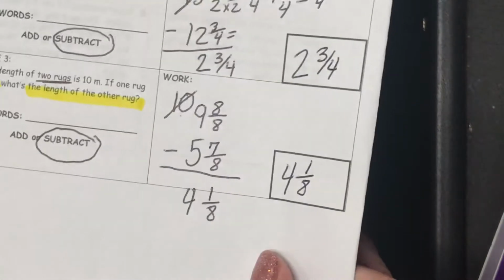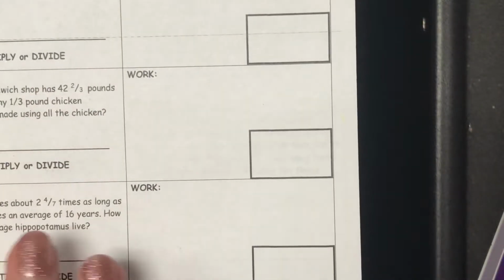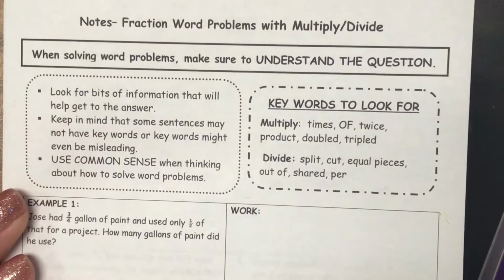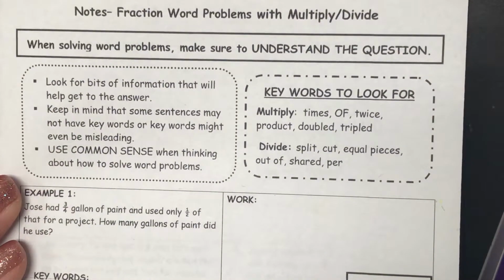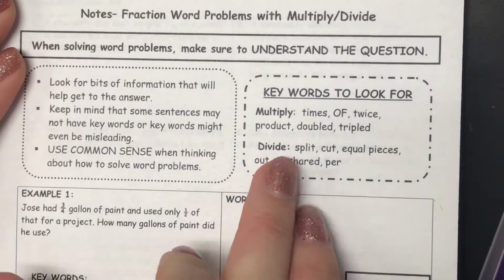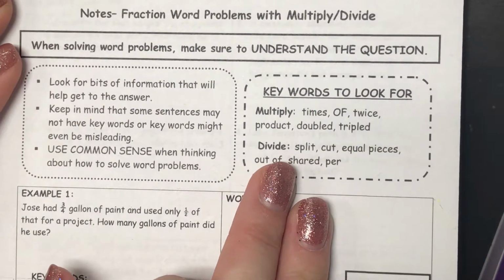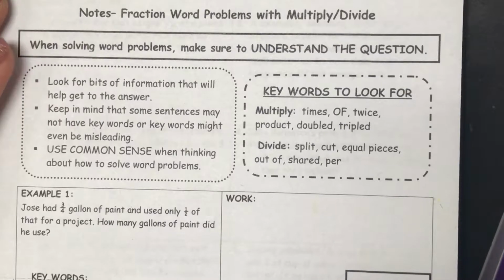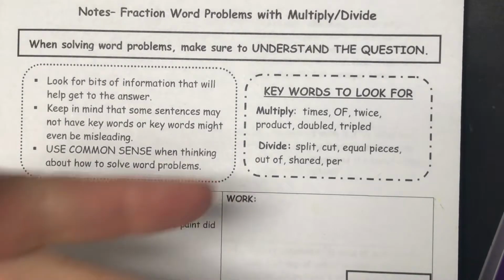All right, so moving on to multiplying and dividing. Okay, so again, comes with the same directions as before. The key words to look for multiplying and dividing. You can times, of, twice, product, doubled, tripled. Divide could be split, cut, equal pieces, out of, shared, per. So I know these are keywords to look for.